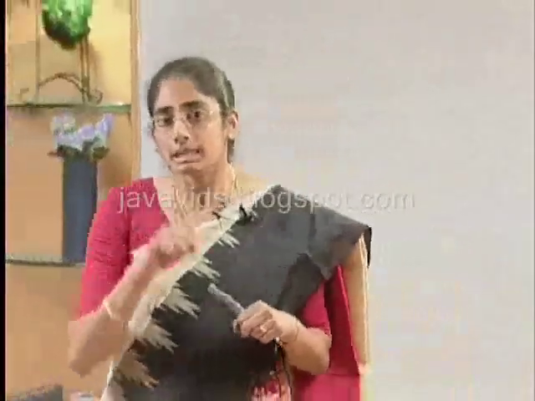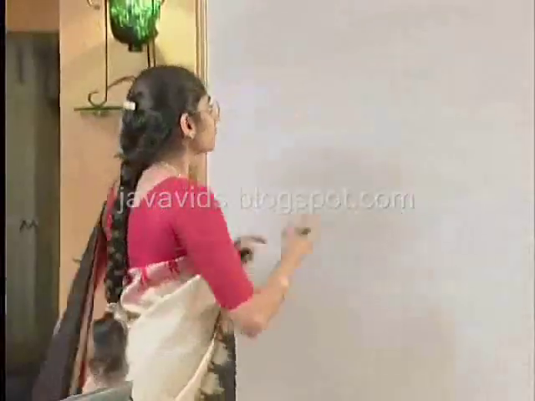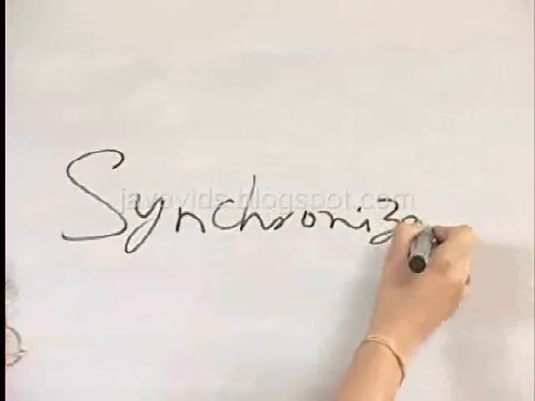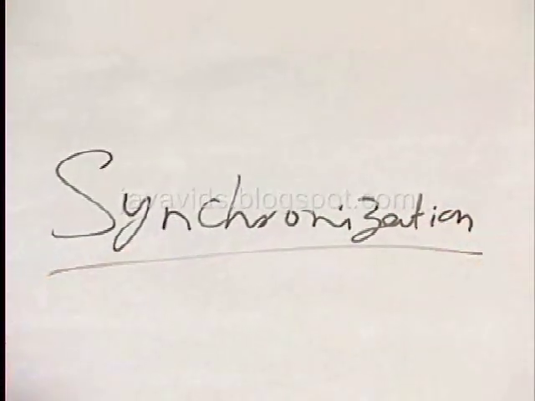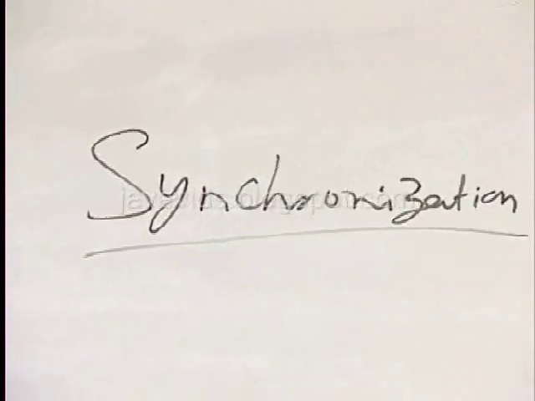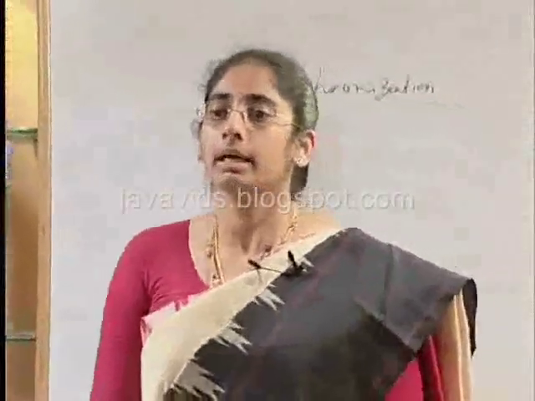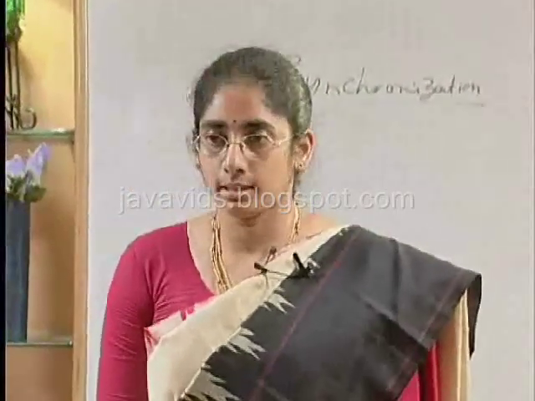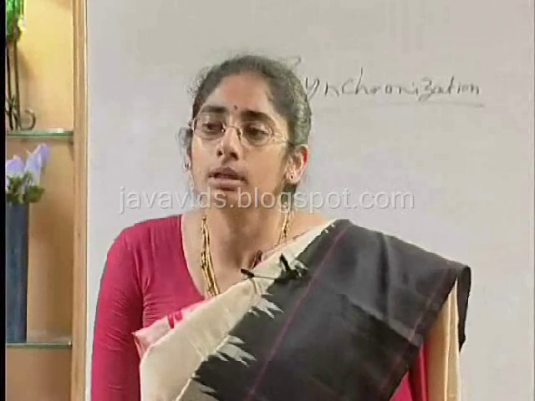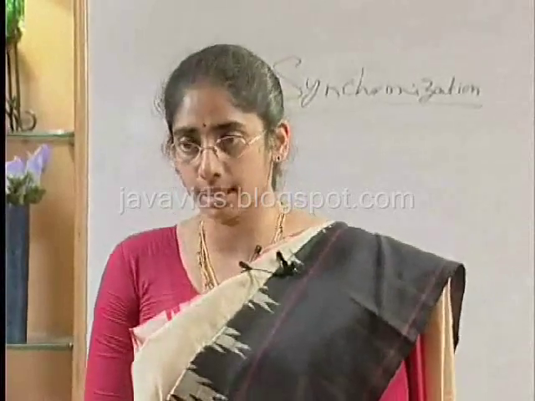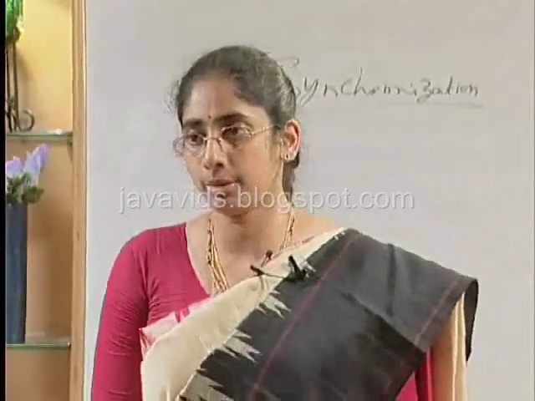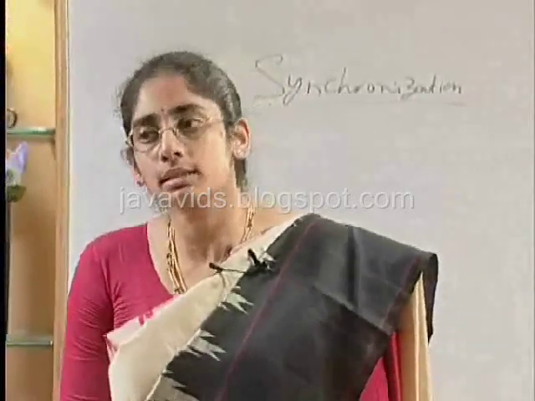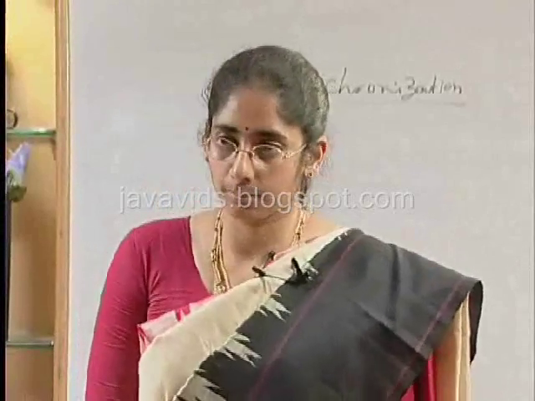In order to achieve this, we use what is known as synchronization. Synchronization is nothing but placing a lock on an object, so that only the thread which has placed the lock can access that particular information, and once it is done, it releases the lock so that the next thread can access it.